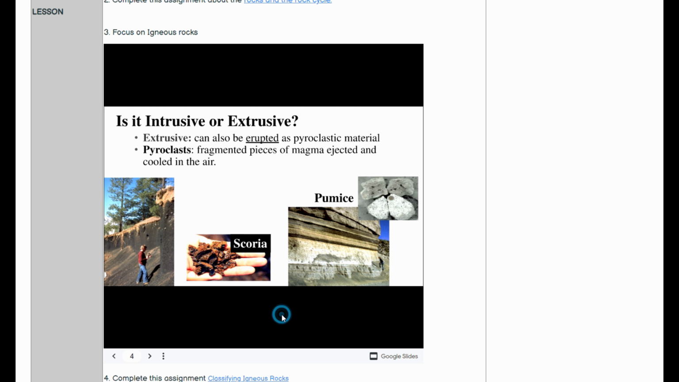These are some examples of different types of pyroclastic material. You can have the really fine stuff called ash. You can have these stones that look like they're full of holes. That is pumice. And you can have things like scoria here, which are more of a dark brownish color. Those are all extrusive rocks that are pyroclastic.